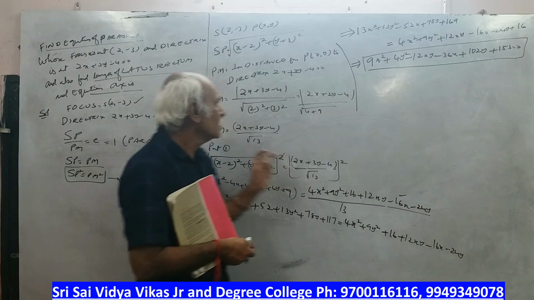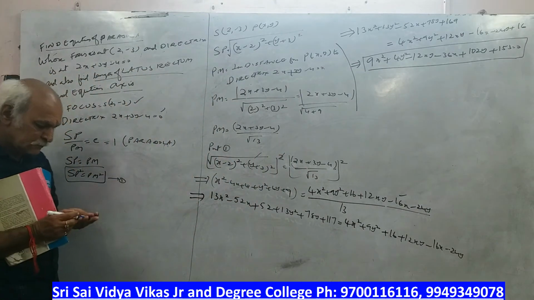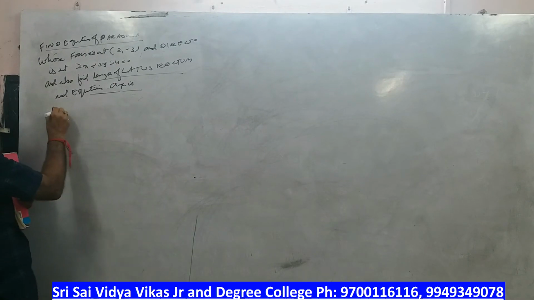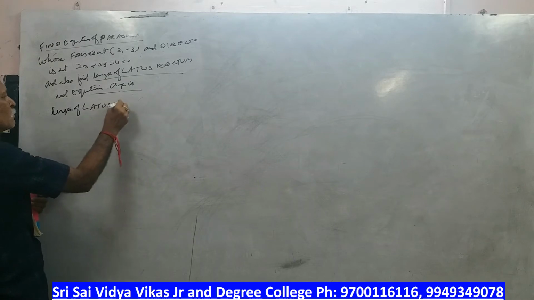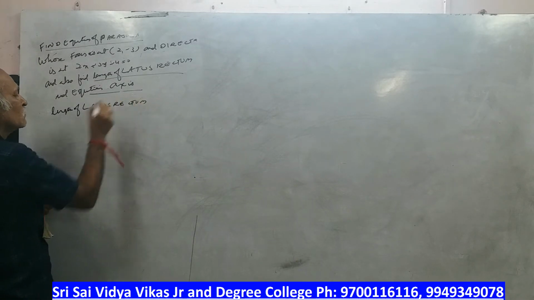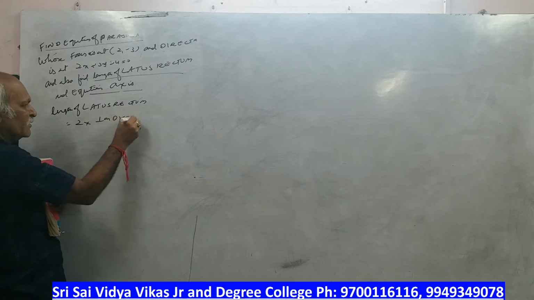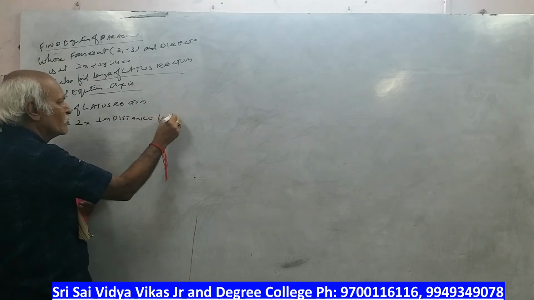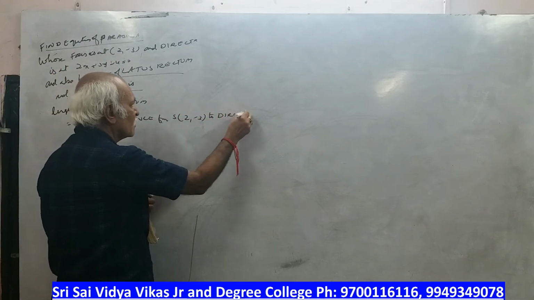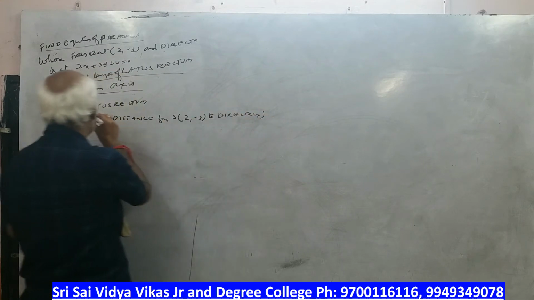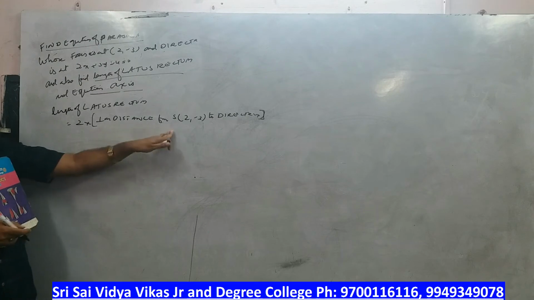But what is left over? We have to find the length of latus rectum and the equation of axis. Copy up here. Next, we have to find the length of latus rectum. Length of latus rectum means 2 times the perpendicular distance from focus (2, minus 3) to directrix. What is that? Perpendicular distance from focus to directrix.